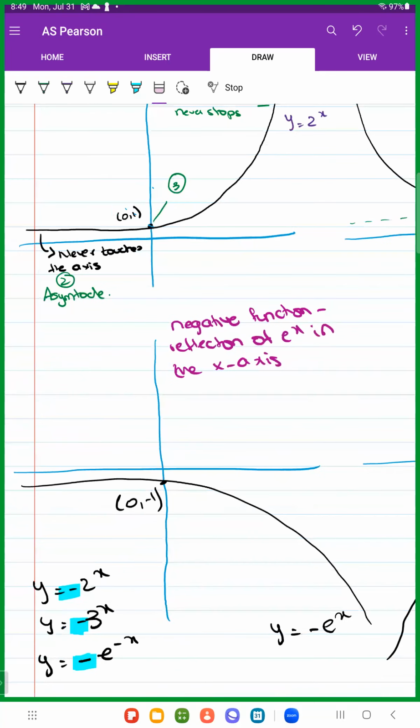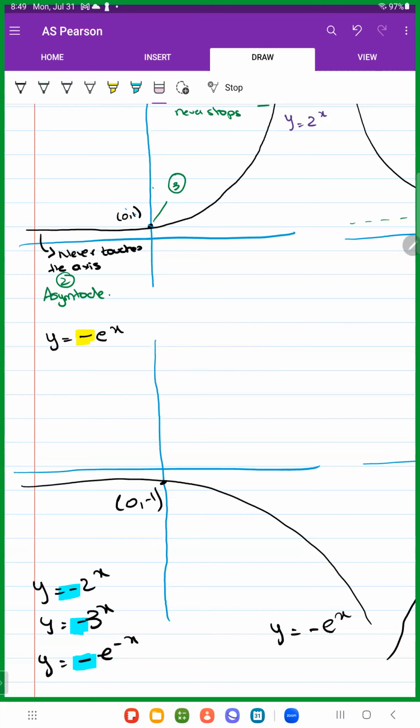Let's look at the third graph. So now we have a graph for y is equal to minus e to the power x. Now there is a negative in the function. The e itself is negative. The power is not negative. So when this happens, it becomes a reflection in the x-axis.